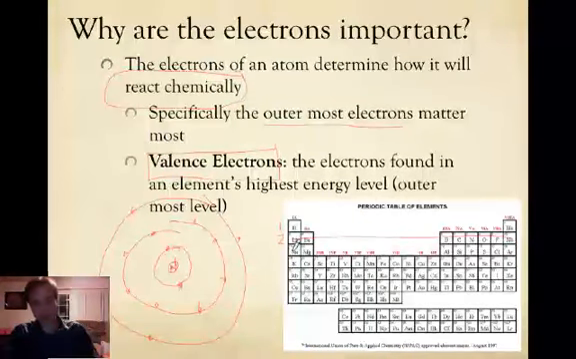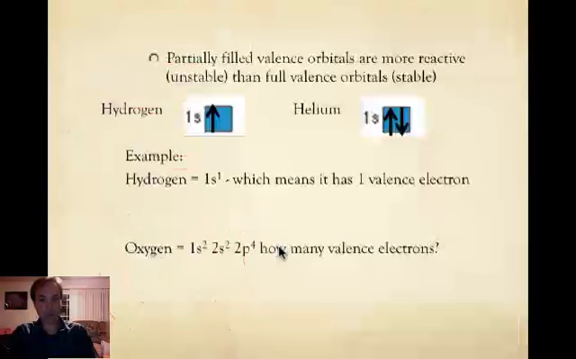Sodium, magnesium, aluminum, silicon, phosphorus, sulfur, chlorine, and argon, their valence electrons are in the third energy level. And potassium, calcium, scandium, titanium, vanadium, chromium, manganese, iron, cobalt, nickel, copper, zinc, gallium, germanium, arsenic, selenium, bromine, and krypton, their valence electrons are all in the fourth energy level. So when it comes down to it, you can tell their valence energy level, meaning their highest energy level that they use, just by what row they're on in the periodic table.